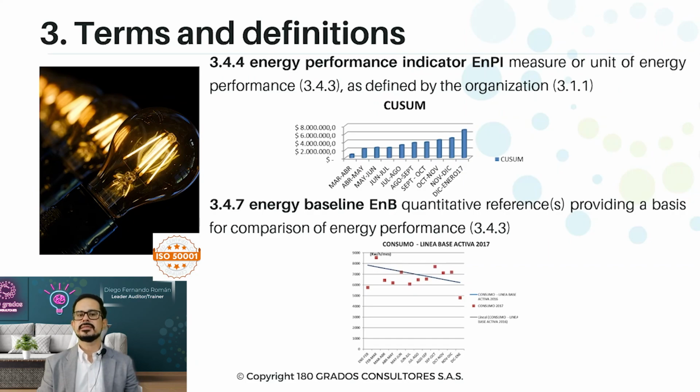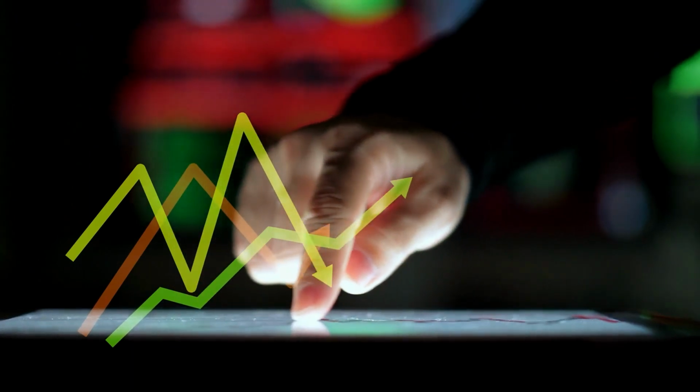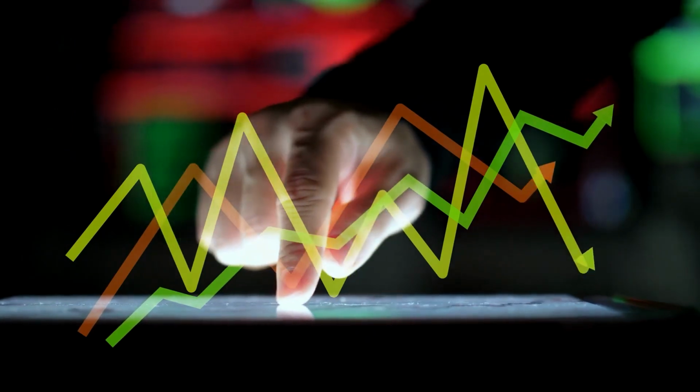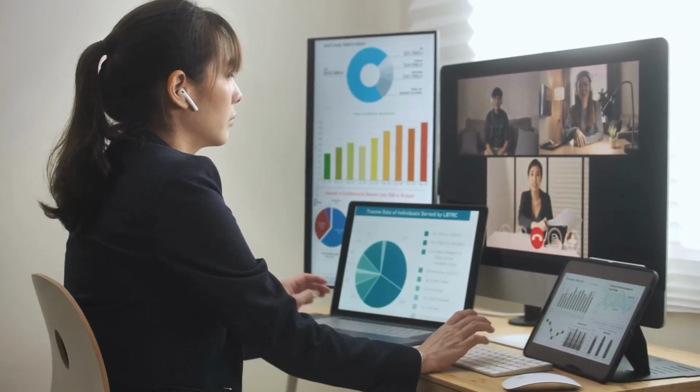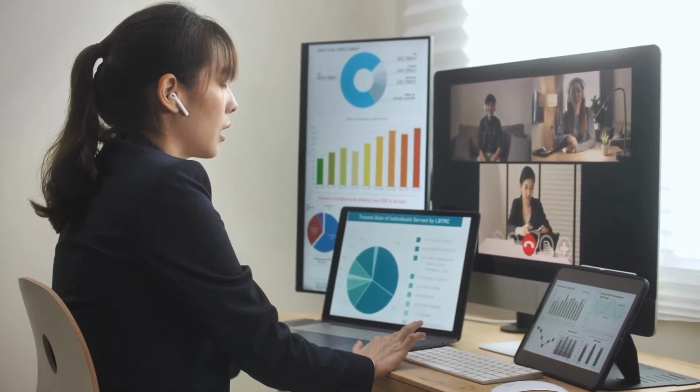The second term is energy baseline, or EnB. An EnB is a quantitative reference that provides a basis for comparison of energy performance. It represents the energy performance level against which future performance can be compared. Establishing an energy baseline is a crucial step of managing energy performance. It allows organizations to understand their current energy performance, set realistic energy performance improvement targets, and measure progress toward these targets.